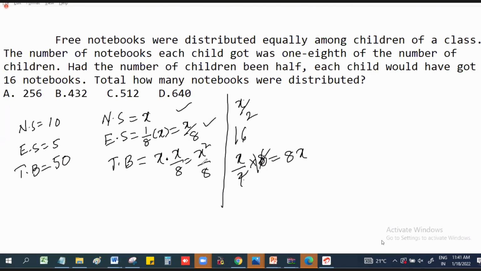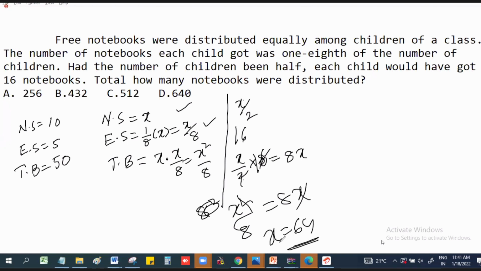Guys, so these two are equal, no? So X square by 8 equals 8X, then this X will cancel, then X will become 64. Once you get X is 64, you can substitute here or here to get the total number of books. So 8 into 64, which is 8 cube, that is nothing but 512.